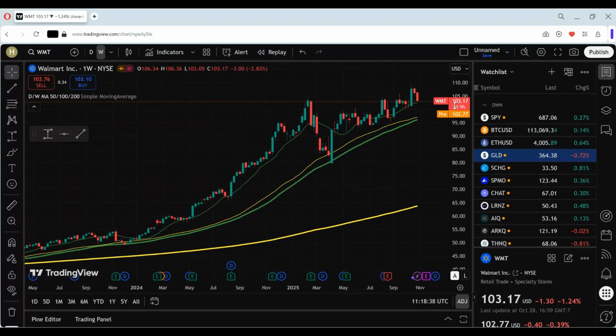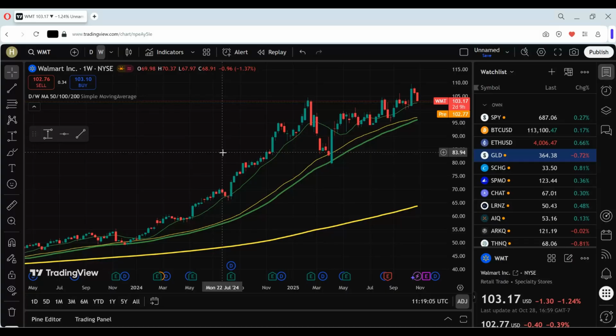And the current price is $103. You see that on the right. You can also look at the box in the lower right. It's $103. That's the price. And it shows the ticker up here in the top left, WMT. And it tells you what it is right below it: Walmart Incorporated, New York Stock Exchange. All right, so that's how you find a stock.